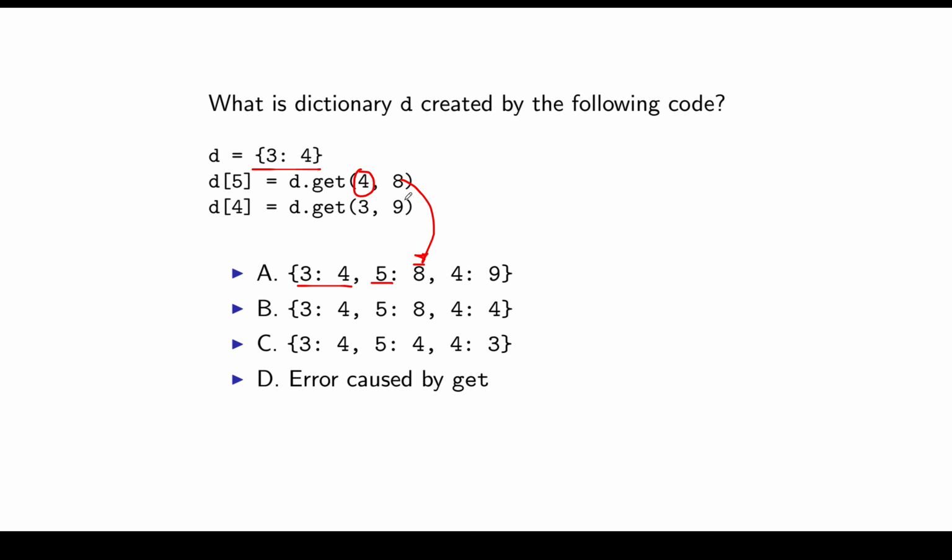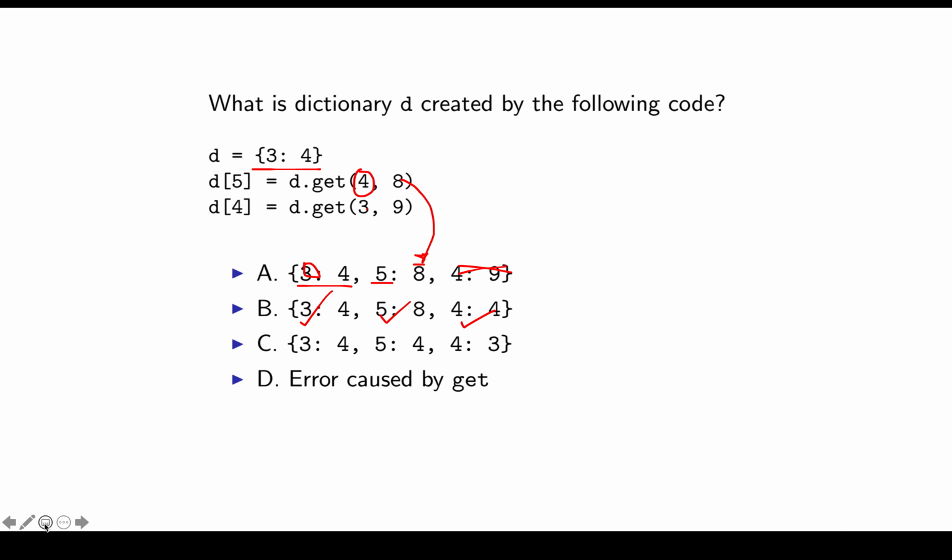And if we don't find it, we put a 9. But we do have a key 3 right here. So the key 3, we find it. So D[4] should equal 4. Here it says 9, so that's not true. So we need 3, 4, check. 5, 8, check. And then 4, 4. Let's see if that's true. We'll look at it one more time.